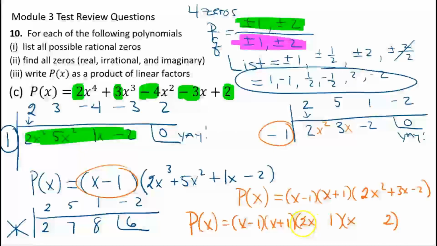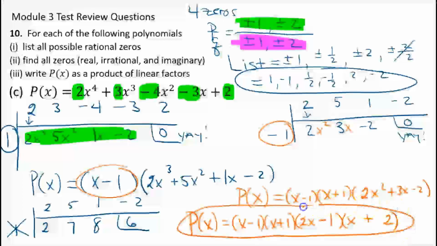Because I have to multiply 2x times x is 2x squared, 2x times 2 is 4x. But I have to subtract the 1x to get that, and then that must be a plus 2 there. Try it. 2x times x is 2x squared, 2x times 2 is 4x, negative 1 times x is negative 1x, added to that 4x is 3x, and negative 1 times 2 is negative 2. Yes. Okay, now I need to move this information to the next page so we can finish this problem.